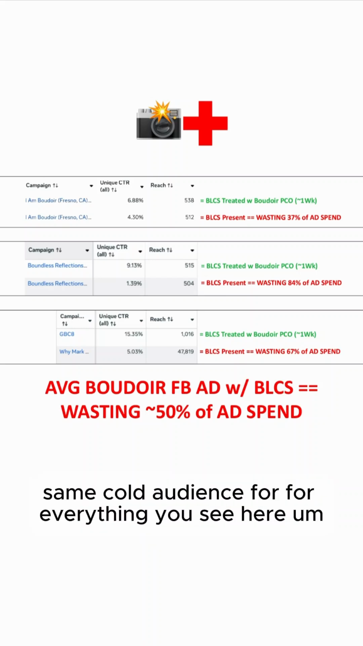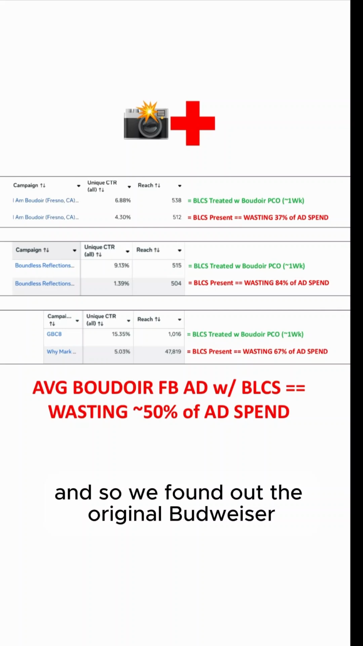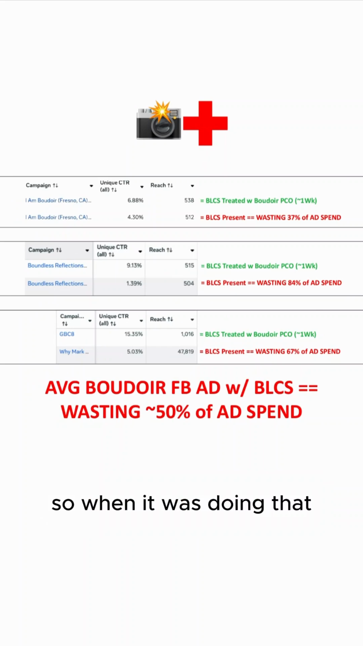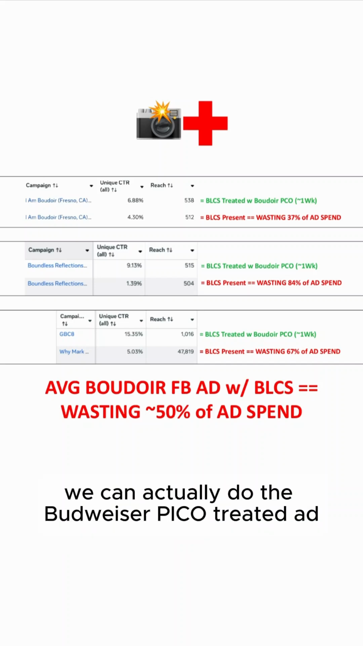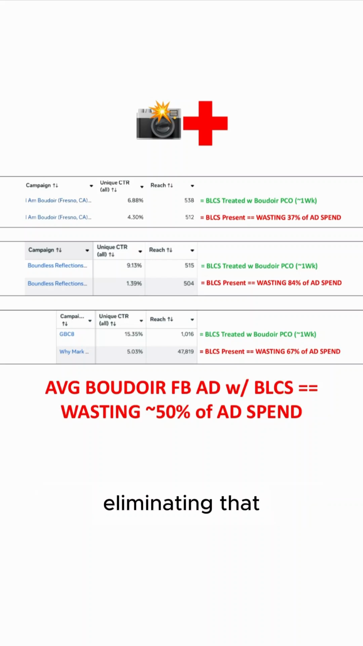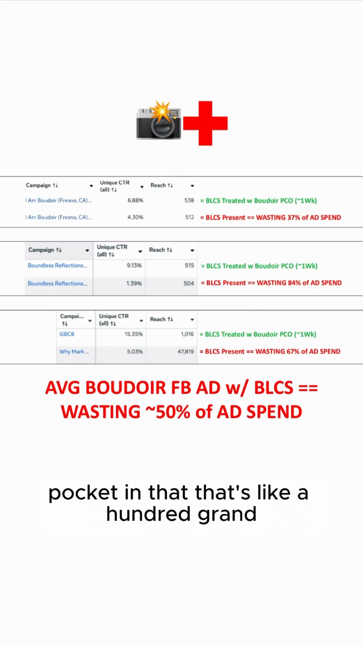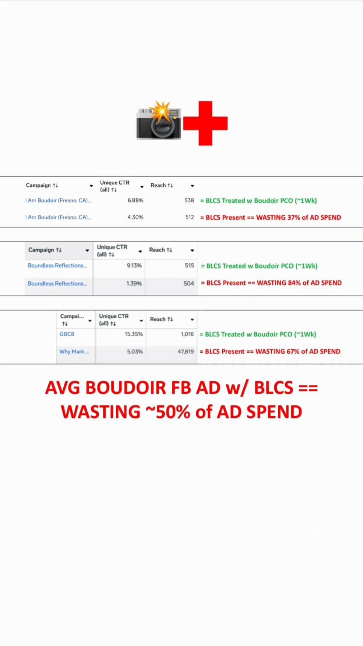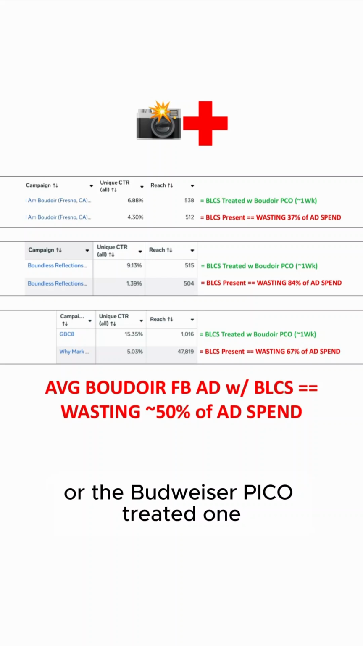It's the same city, same cold audience for everything you see here. And so we found out the original Boudoir Facebook ad was wasting 84% of its ad spend. The original Boudoir Facebook ad spent 10 grand a month. Instead of doing that, we can do the Boudoir Pico treated ad spending only $1,600 a month. So what are we doing here? Eliminating that $8,400 a month of wasted ad spend and pocketing it. That's like a 100K bonus that we found by not wasting that money and spending $1,600 a month with the new Boudoir Pico treated ad.